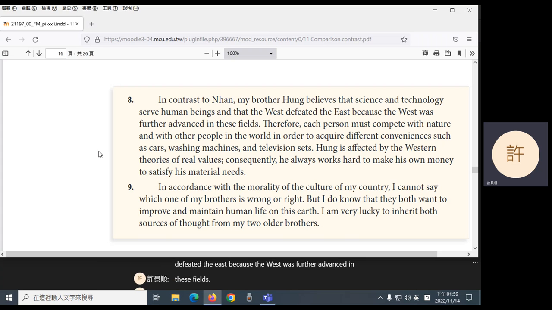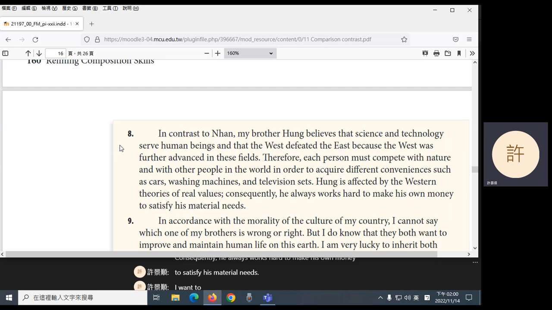Therefore, each person must compete with nature and with other people in the world in order to acquire different conveniences, such as cars, washing machines, and television sets. Hung is affected by the Western theories of real values. Consequently, he always works hard to make his own money to satisfy his material needs.